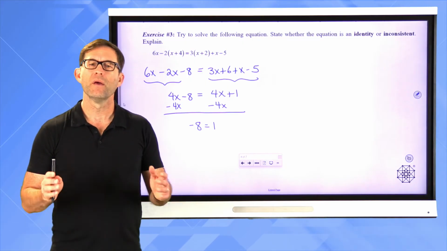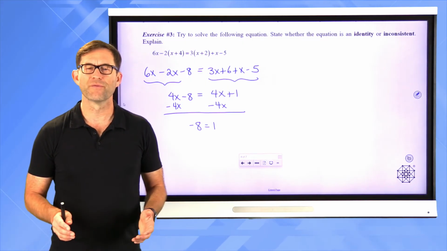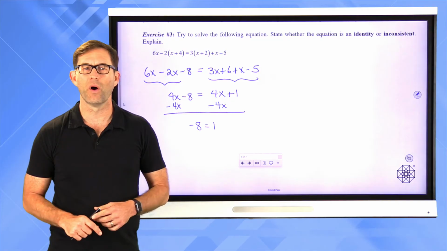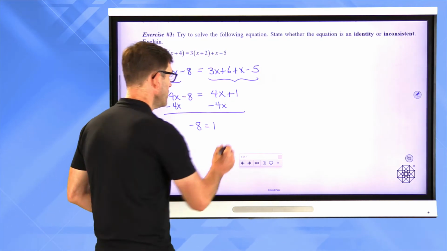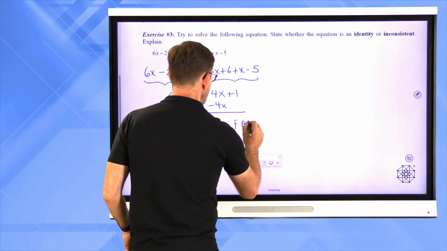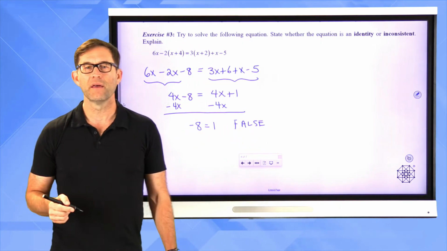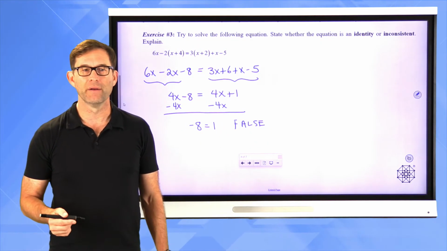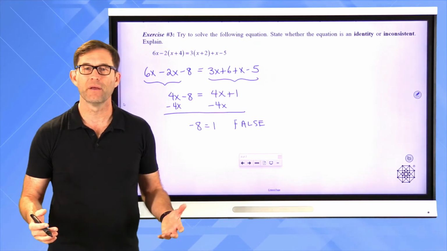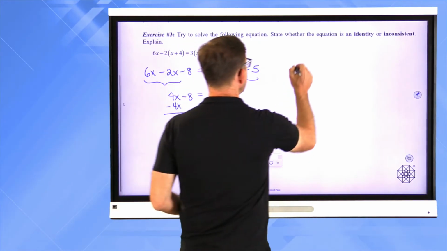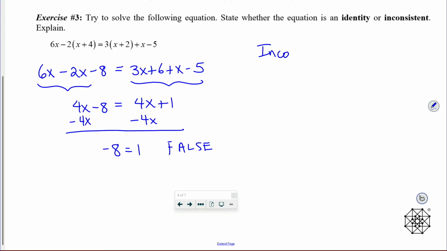Now, what's interesting here is, of course, -8 equals 1 is false, right? And there's absolutely no value of x that will ever make -8 equal to 1, right? It just can't happen. So this is what's called an inconsistent equation. There are no solutions.